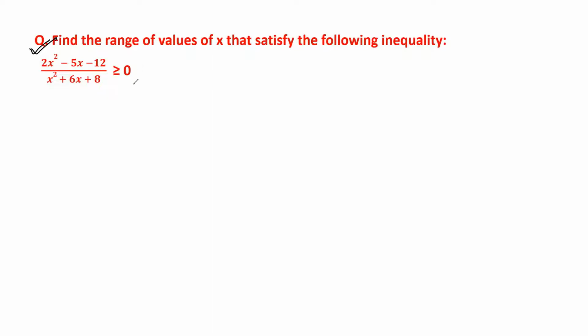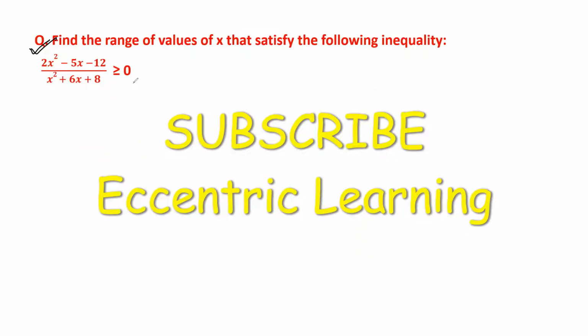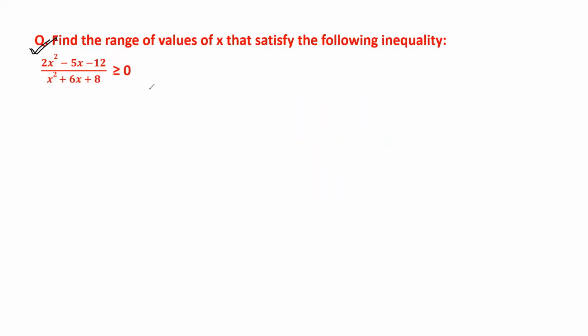Well, to find the range of values of x for such kind of inequalities, we can again use the number line approach. But first, we need to find the factors for these quadratic expressions. When we factorize 2x square minus 5x minus 12, the two factors would be 2x plus 3 and x minus 4. In a similar way, the two factors for x square plus 6x plus 8 would be simply x plus 2 and x plus 4, and this is greater than or equal to 0.